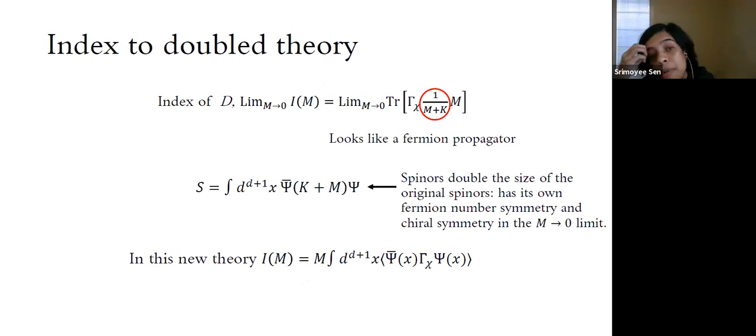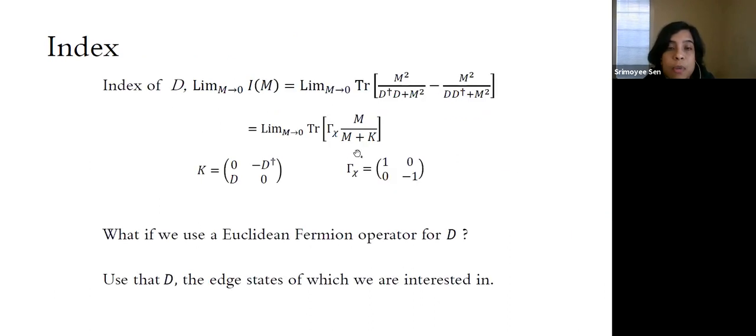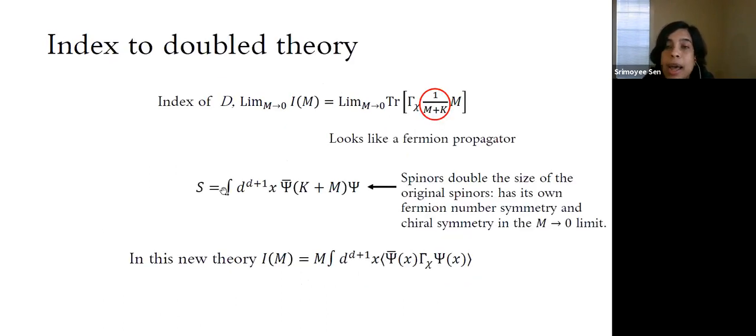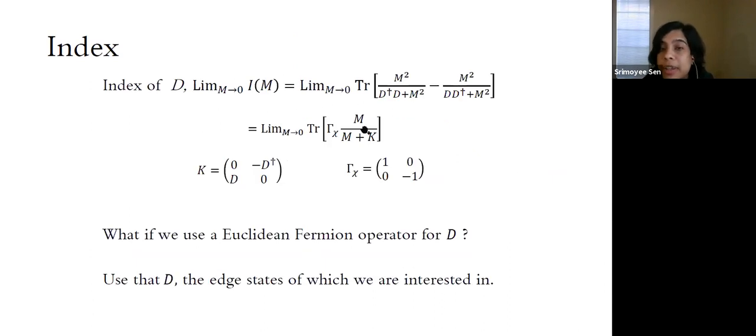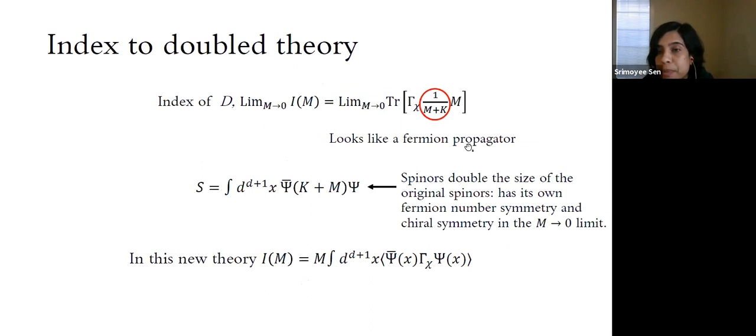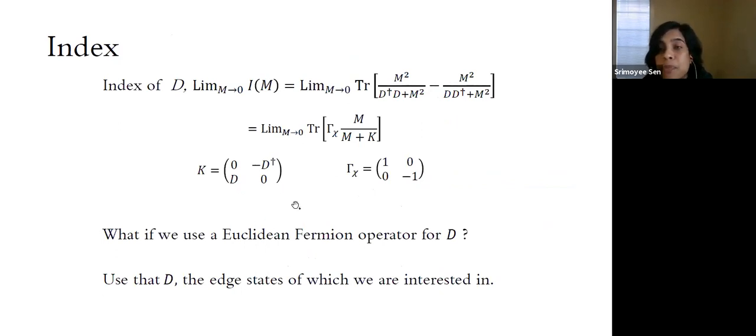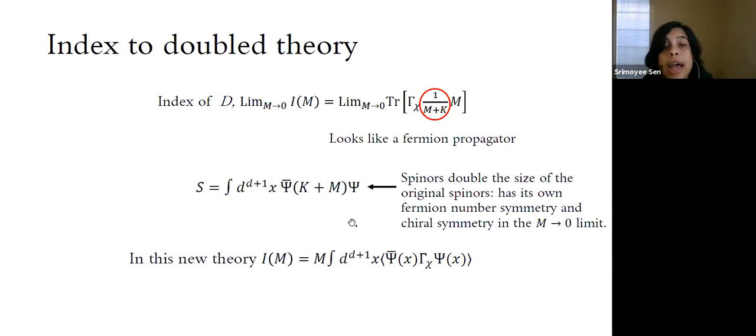So what happens in that case is that I have the same kind of formulation. I write K in terms of these D and D daggers, where D is the fermion operator. And what you see here is that 1 over M plus K that was appearing here itself looks like a fermion propagator. So you can now imagine writing a theory of the following form. You can compute this trace in a path integral formalism where your action looks like the following. The psi fields are spinors which have dimensions twice that of your original spinor, because I have doubled the dimensions of your original spinor. And this is the corresponding Dirac operator of this new theory.